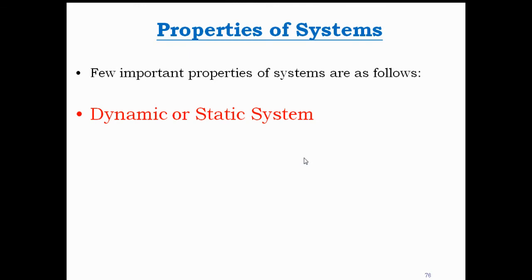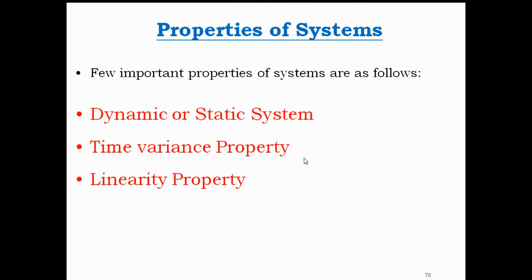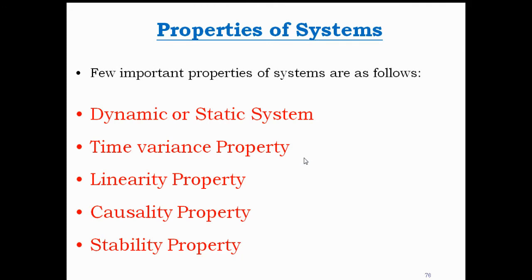Each of these properties has its own steps for checking whether the given system is dynamic or static, or one or the other. For each system you have to understand thoroughly how to check its property, which is most important. Here is the list of properties. First is dynamic and static, second is time variance, third is linearity, fourth is causality, and fifth is stability.